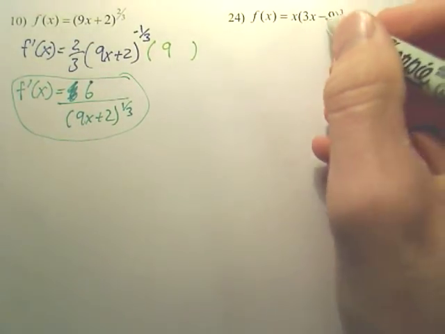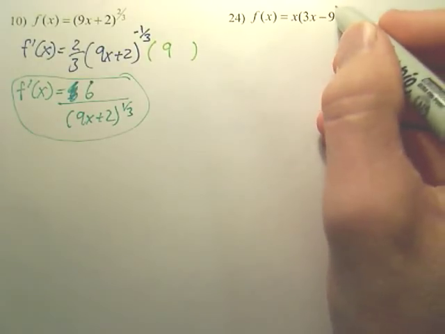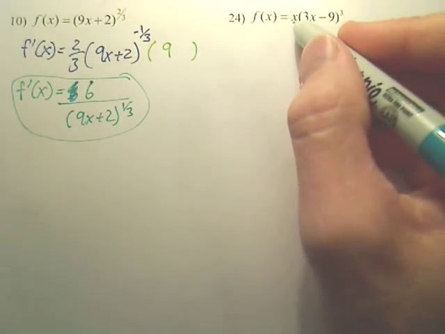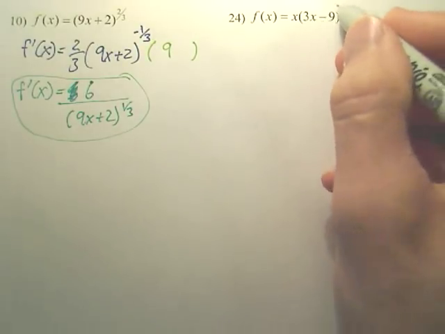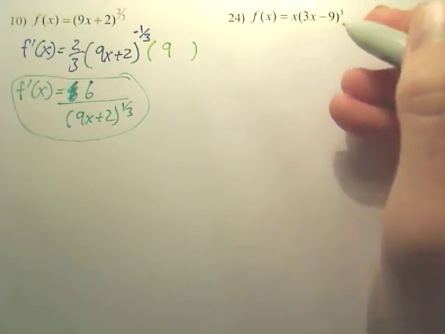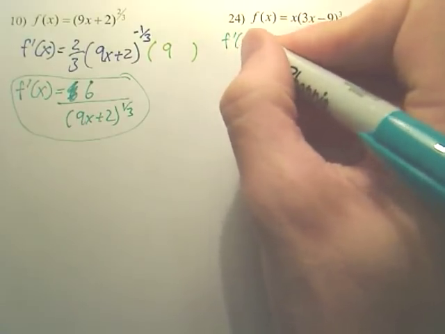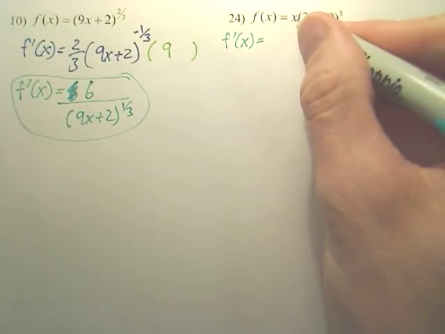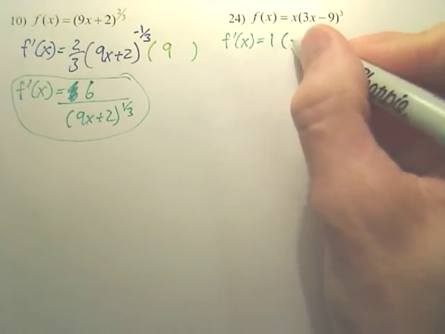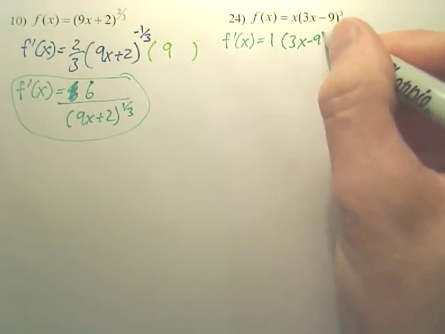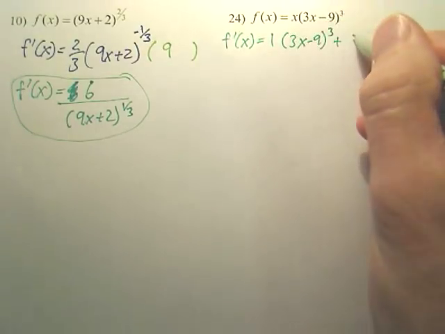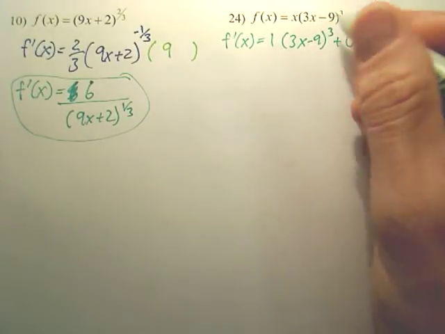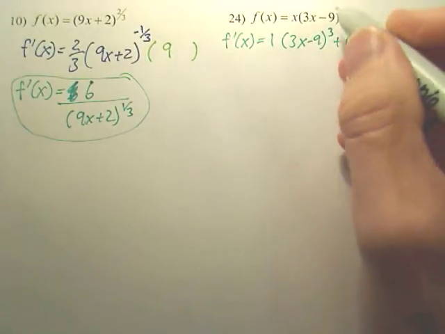Number 24. This right here, a lot of people want to take this 3, bring it out front, and make that a 3x. No. This is a product rule. You have an x times this piece. So to do a product rule, you derive the first piece, which is 1, leave the second piece. Plus, leave the first piece, derive the second piece. Now, the second piece is this.